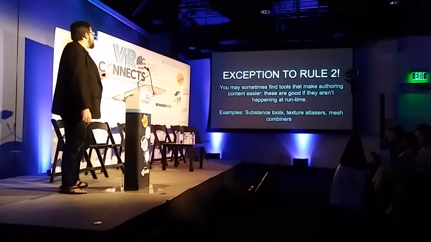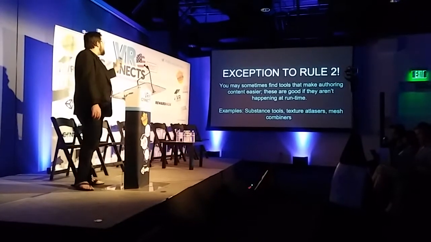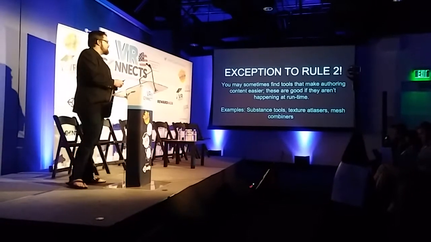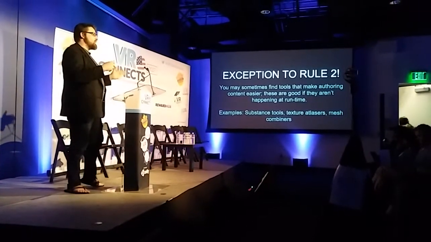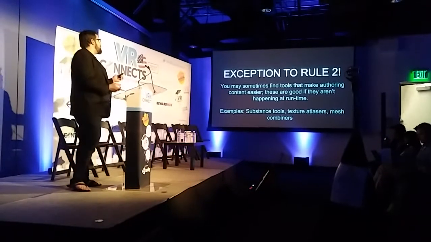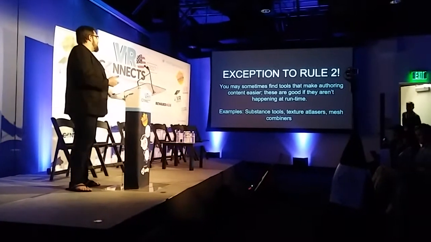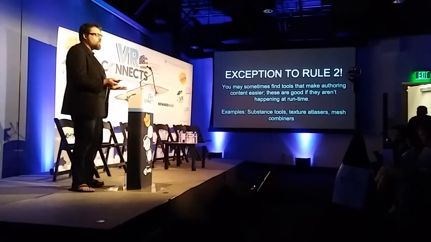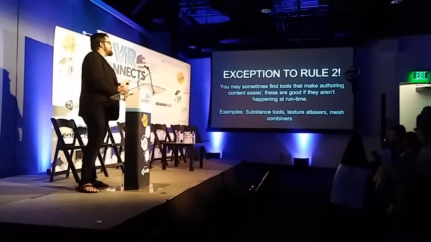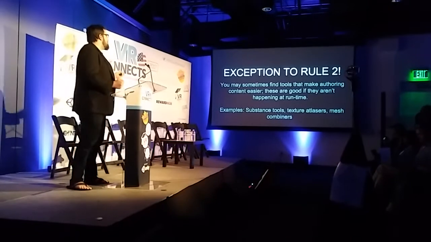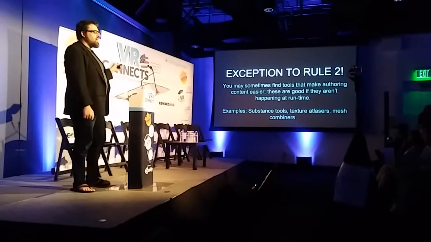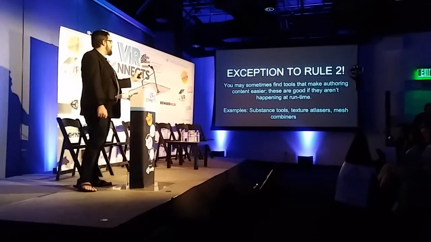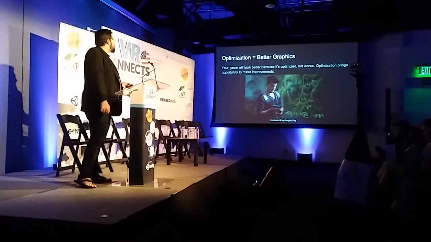The exception to rule number two would be that sometimes you can actually find tools that are useful for improving the content at the authoring phase. Examples would be texture atlasers, mesh combiners, Substance, tools that basically make your content creation workflow more effective. Those are things that I would definitely advocate using. But they don't happen at runtime, so they don't have a performance cost associated with them.